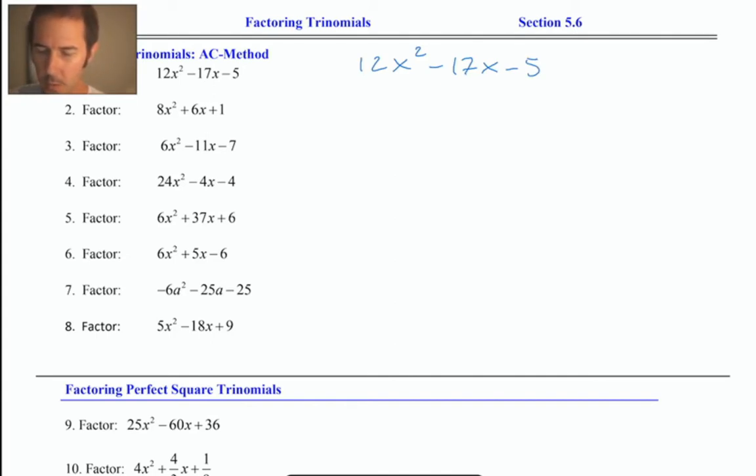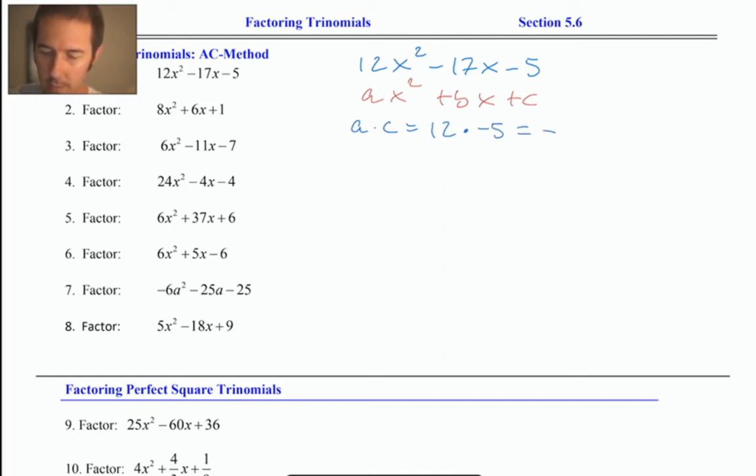And I will remind you that this is in standard form, ax squared plus bx plus c. So my a value is a positive 12, b is a negative 17, and c is a negative 5. And you'll see immediately why this is called the AC method, because I'm going to take my a value and multiply it by my c value. So that's 12 times negative 5, which is equal to negative 60.